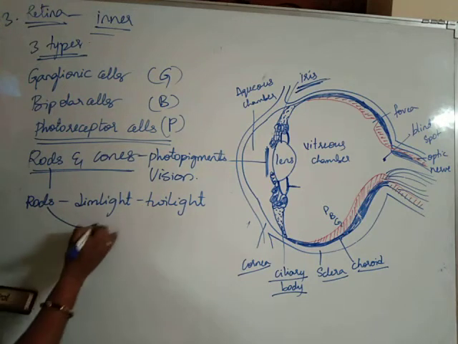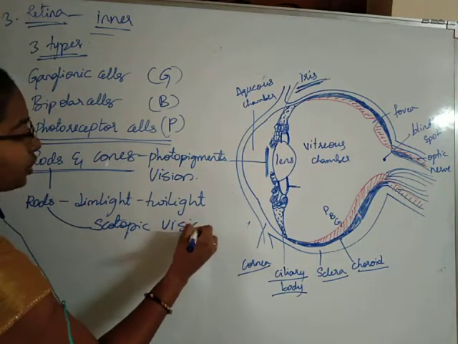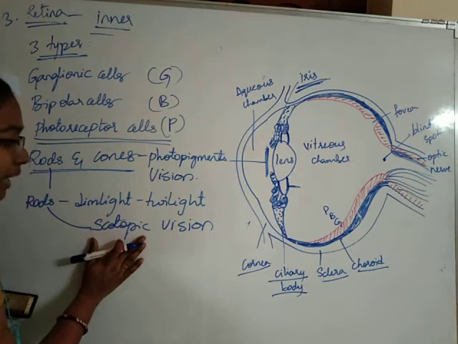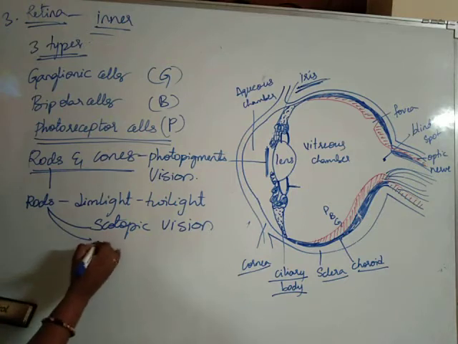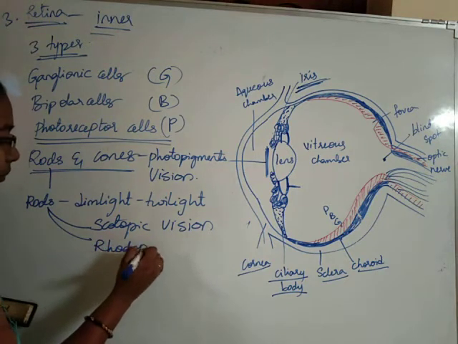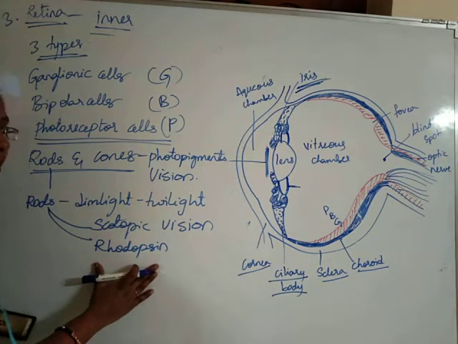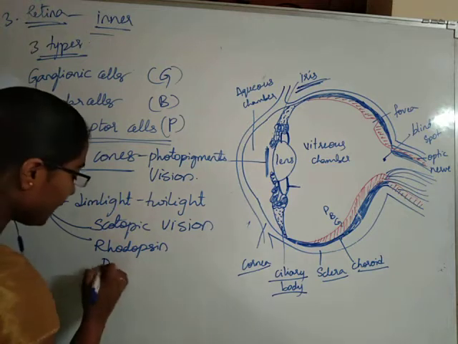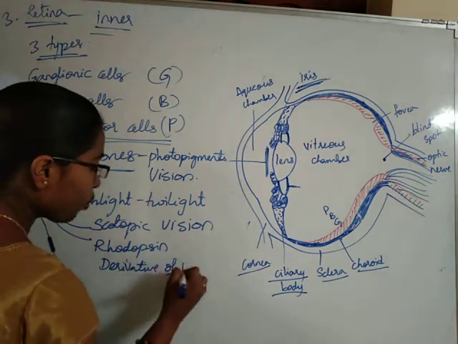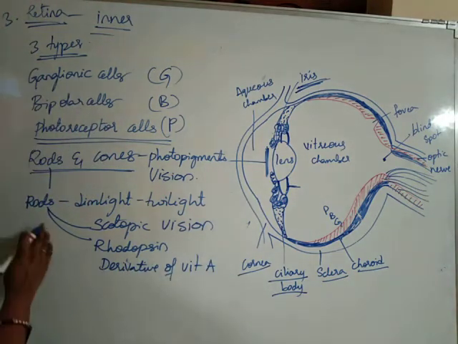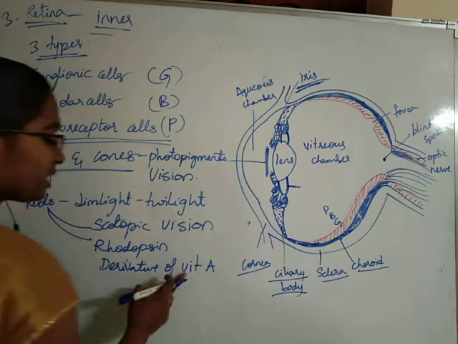The vision due to rods is called scotopic vision. Rods contain a photopigment called rhodopsin. This photopigment rhodopsin contains a derivative of vitamin A.